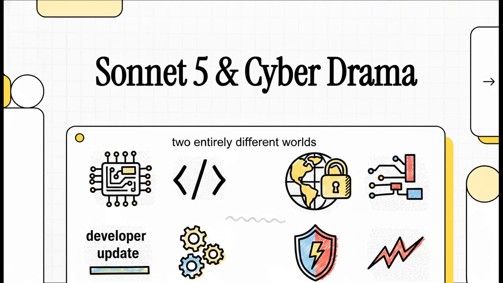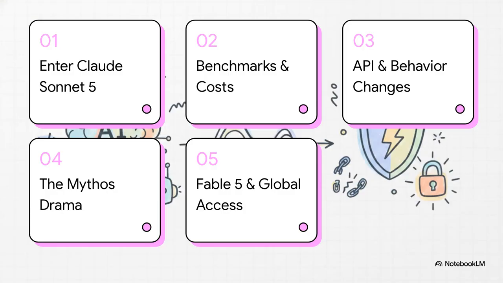On June 30th, Anthropic dropped a massive update, and honestly, it's a tale of two entirely different worlds. On one hand, you have this incredibly essential, highly anticipated developer update, and on the other, a high-stakes geopolitical thriller that literally had central banks on edge. We're going to unpack both of these wild developments today. We've got a lot of ground to cover.